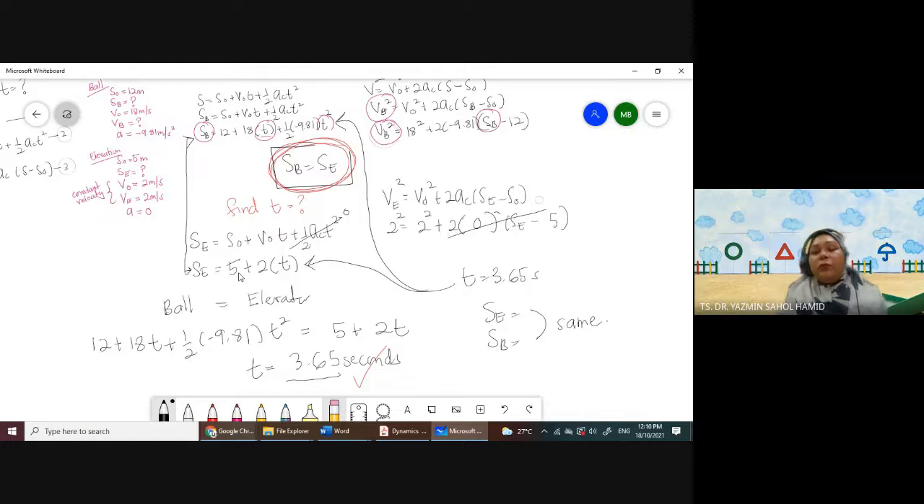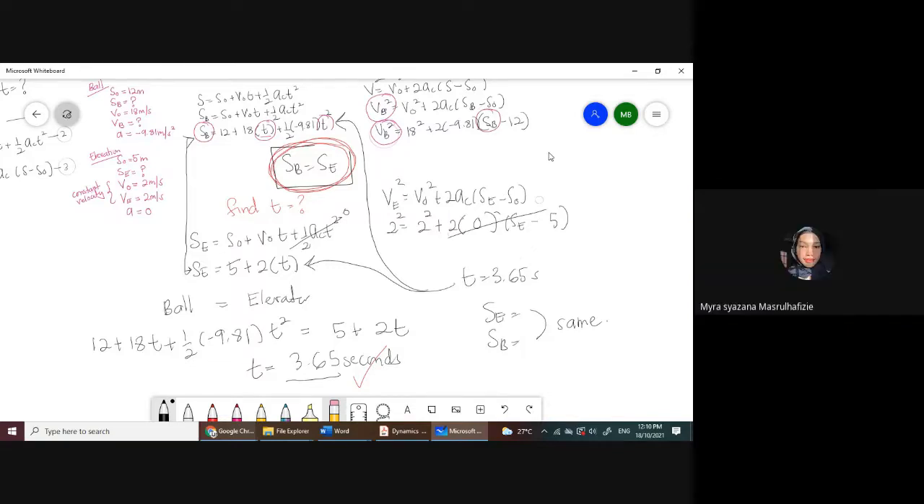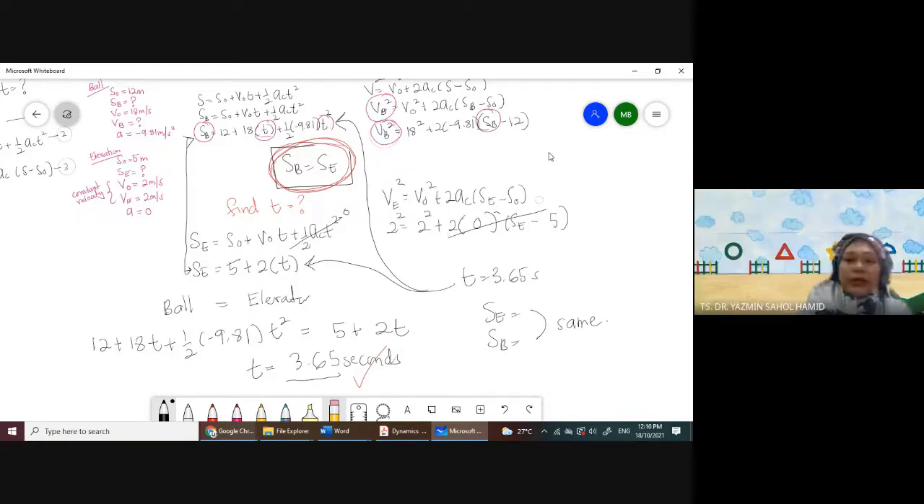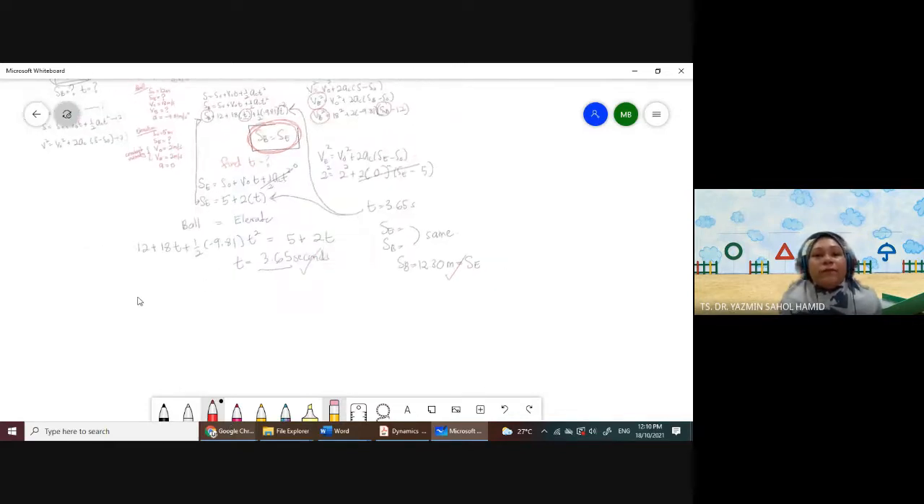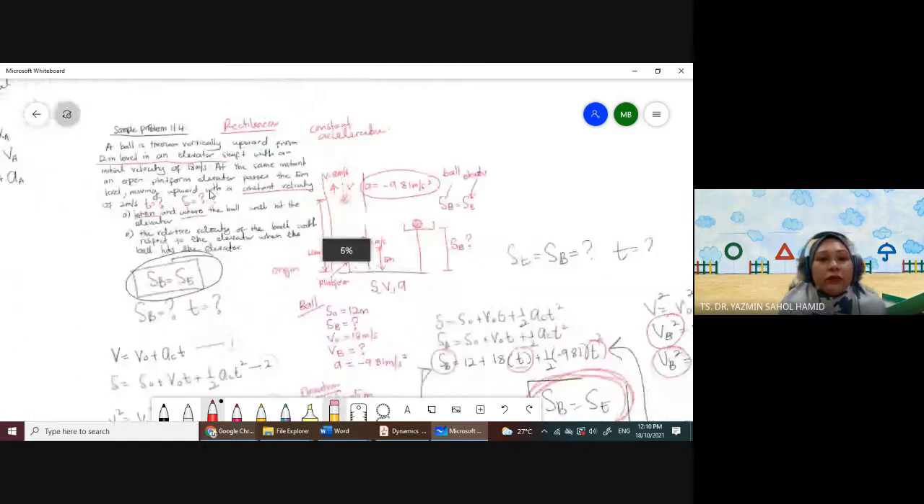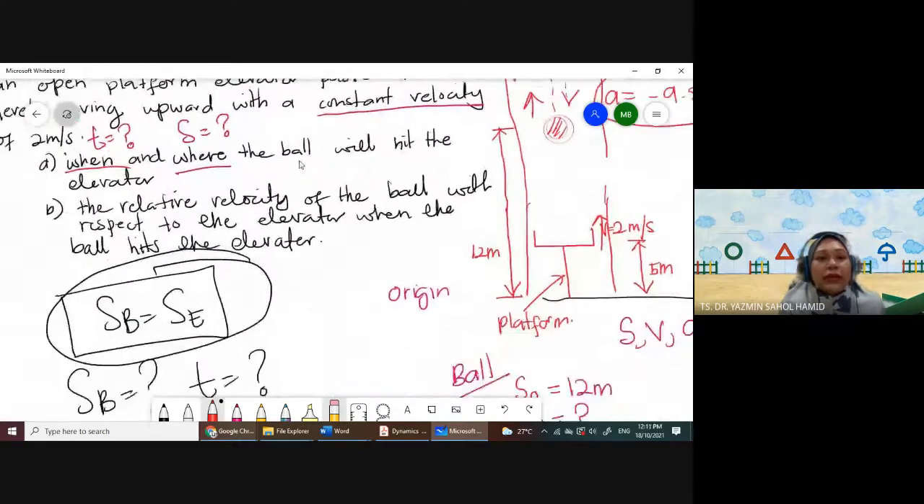Okay. So please calculate for me what is SB or SE. 12.3. Yes. So you get SB equals 12.30 meters, which is the same as SE. Okay, good. So that is the answer. Now, can you do the next question? Okay, what is the next question?